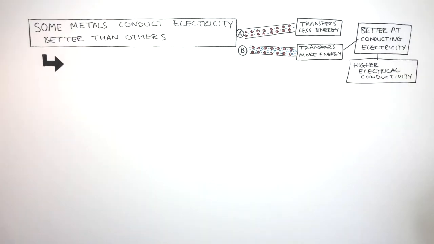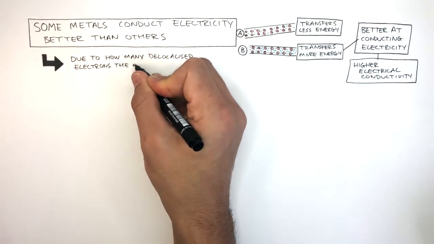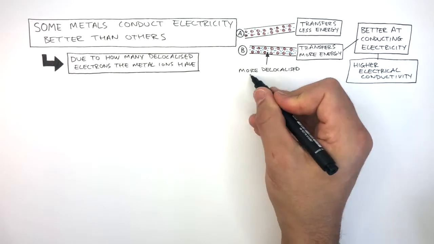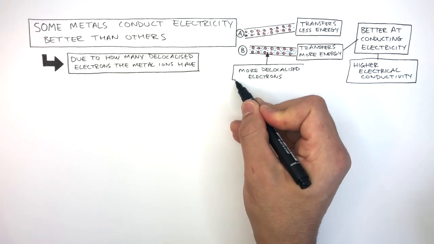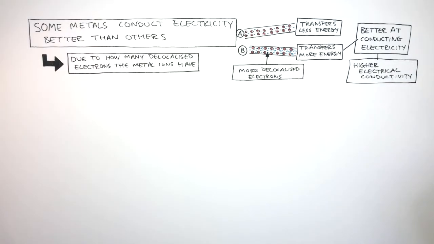So some metals are better at conducting electricity than others due to how many delocalized electrons the metal ions have. Notice that metal B has more delocalized electrons. Therefore, they are able to transfer more energy, so are better at conducting electricity compared to metal A. Let's now take a look in more detail at how the number of electrons in the outer shell of a metal atom controls how good that element is at conducting electricity.